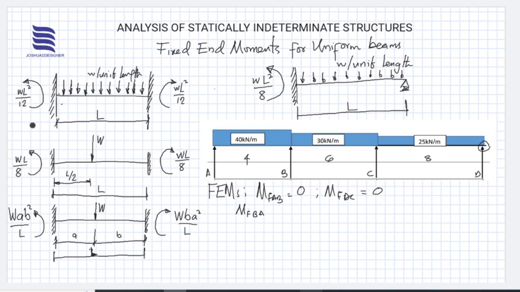Now, of all these that I've written, these free body diagrams representing beams with their fixed end moments, right? Of all these, we have this to be much more similar to span AB, right? So the fixed moment on BA would be plus WL squared over 8, and that's going to be 40 multiplied by the span squared over 8. That should give us plus 80 kilonewton meter.